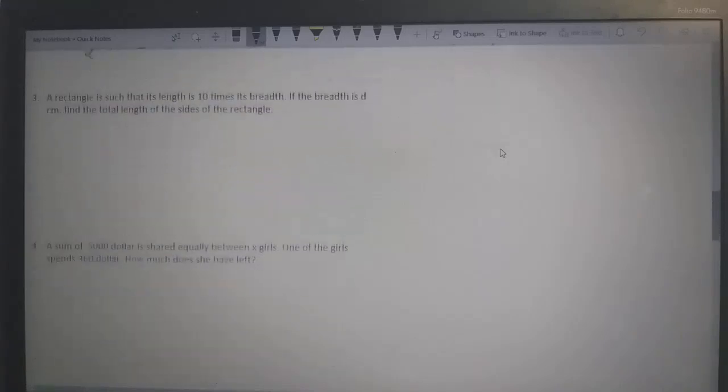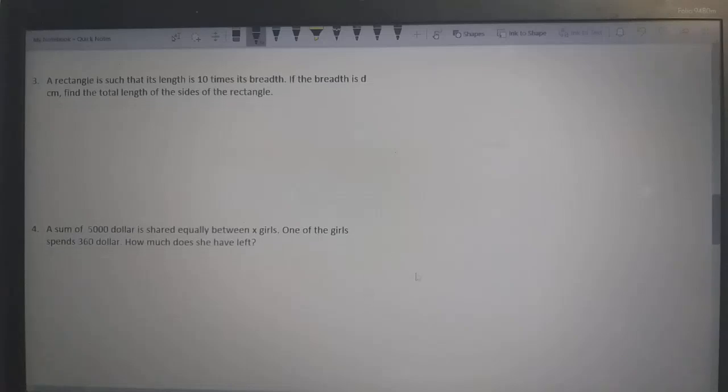So this is another case. A rectangle is such that its length is 10 times its breadth. If the breadth is d centimeters, find the total length of the sides of the rectangle. Here you need to pause a little bit and then try to understand the question. A rectangle. This is a rectangle. Let's draw.